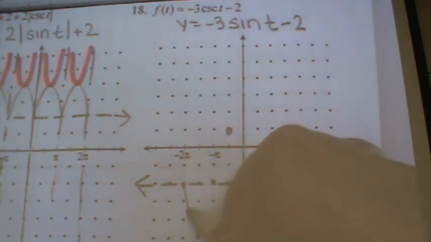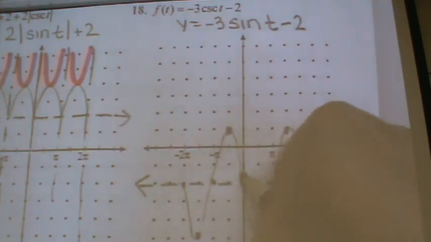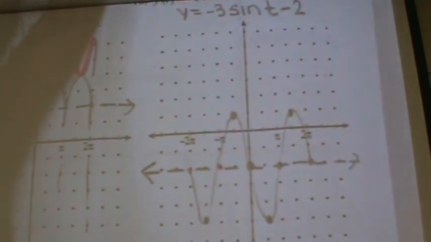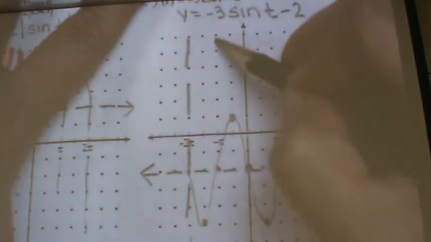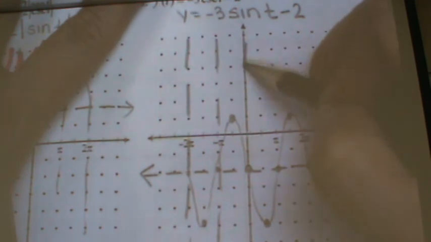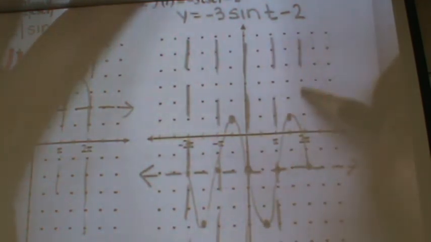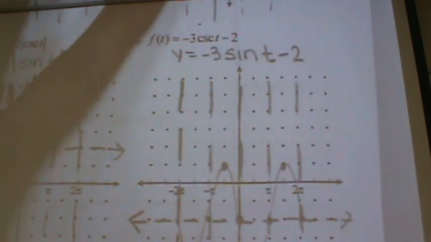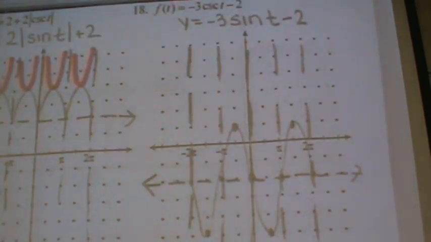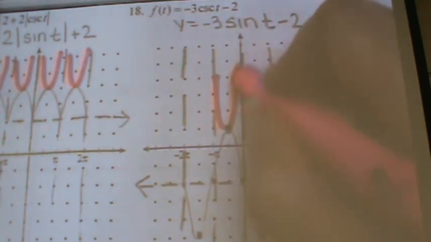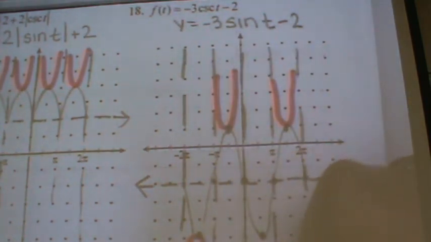Okay, next, what do you do? Where are your asymptotes? At the zeros. But they're every pi, right? Right, indeed. Okay, so what is your graph gonna look like? Good job, team.